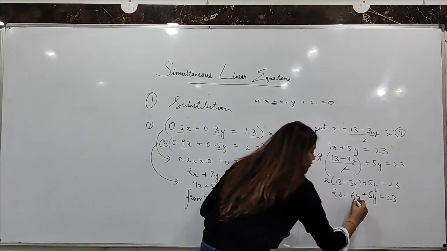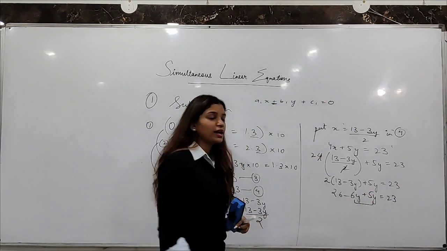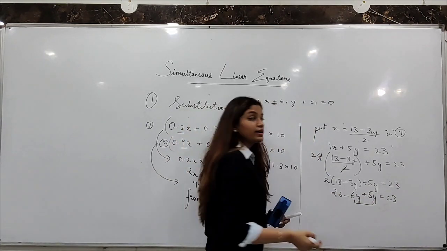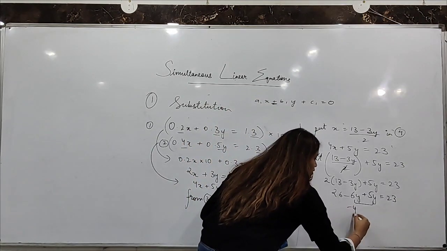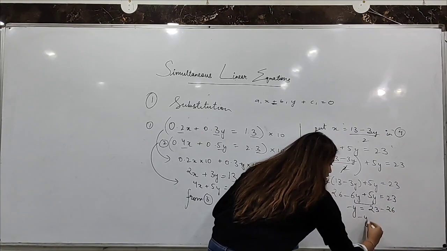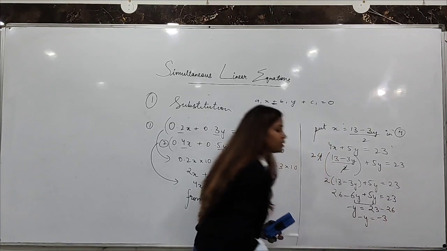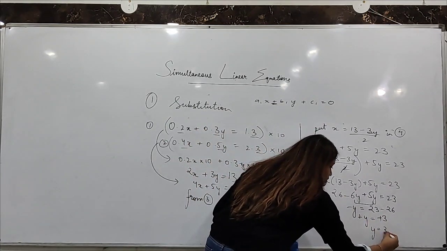26 can go on the other side and we can club the variables here. Minus 6 plus 5y, it is subtraction with a negative sign, because 6 is the greater number and it has the negative sign. So minus y is equal to 23 minus 26. 23 minus 26 is minus 3. Minus y is equal to minus 3. Minus minus cancel. y is equal to 3.